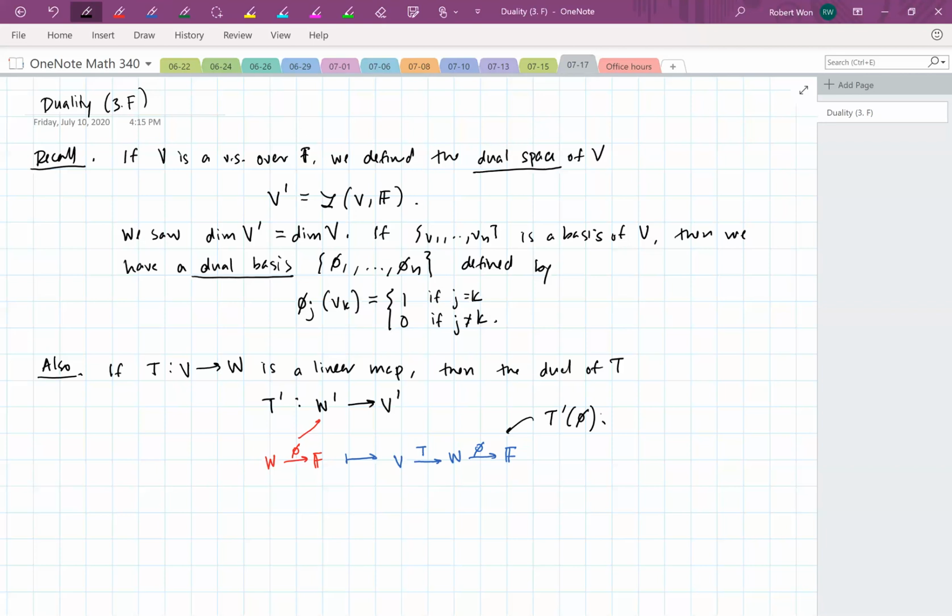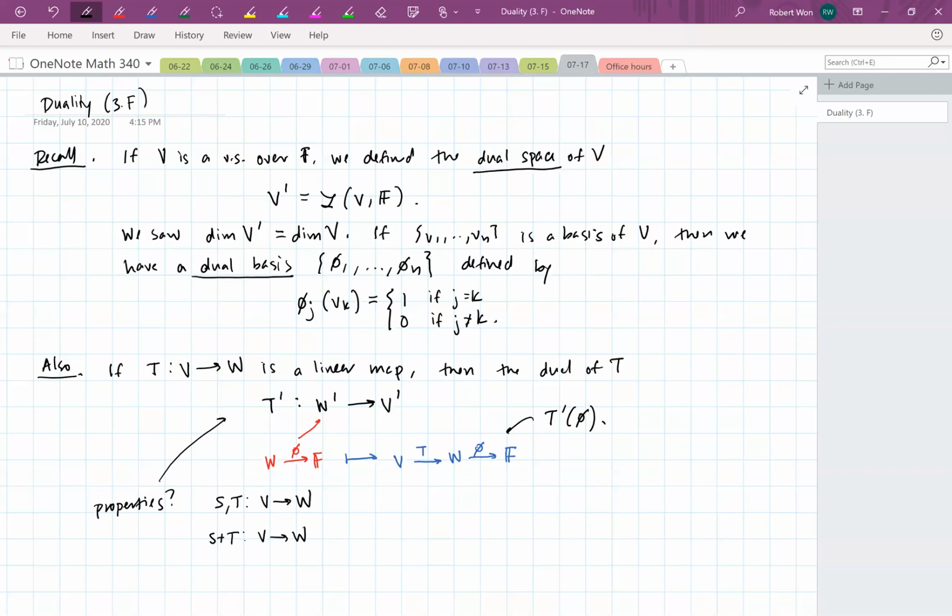Okay, and the first thing that we're going to do today is try to understand properties of this process of taking the dual of a linear map. What do I mean by this? Well, we know that if you have several different linear maps, you can do operations to those linear maps. So for example, if S and T are both maps from V to W, you know that you can take the sum, and that's also a map from V to W.